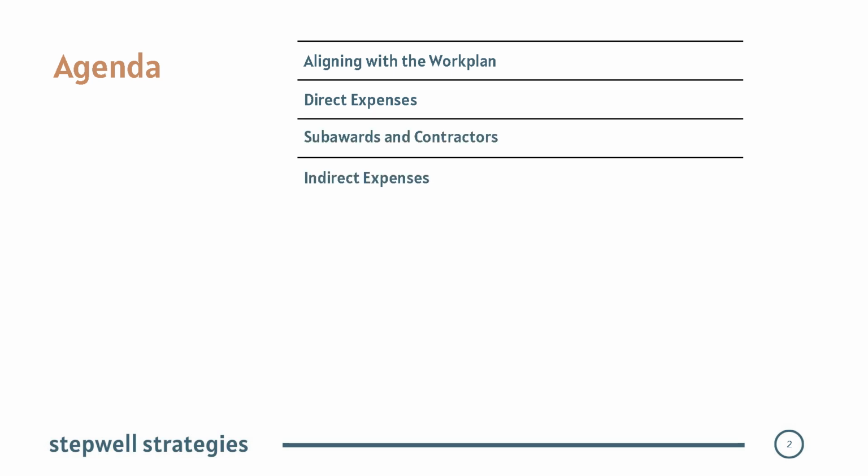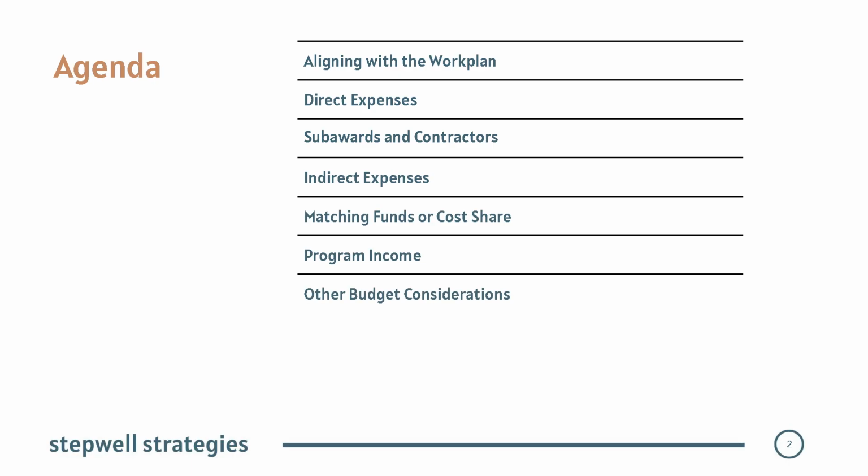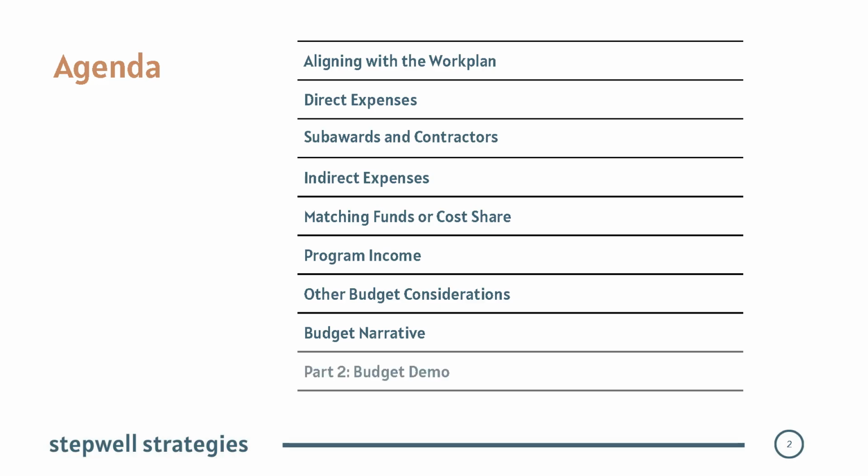We will discuss what an indirect expense is, how to handle matching funds and program income, and some general considerations. After that, we'll talk about a budget narrative and what it takes to put one together. We'll finish with a demo where you'll learn how we develop a budget for Berry Good Farm.